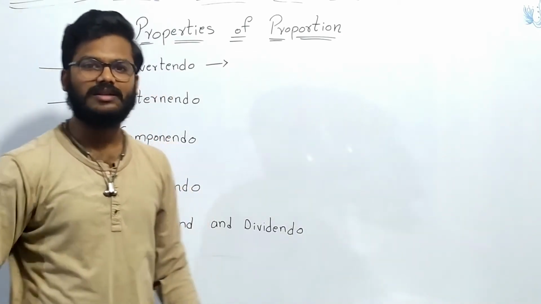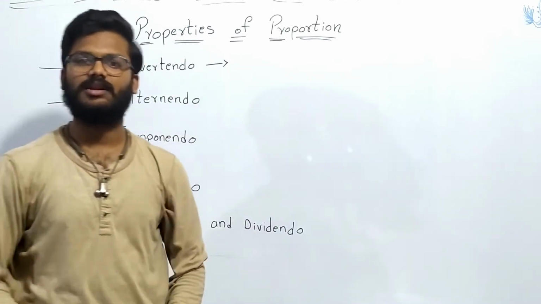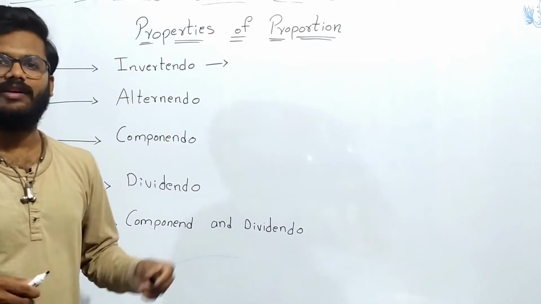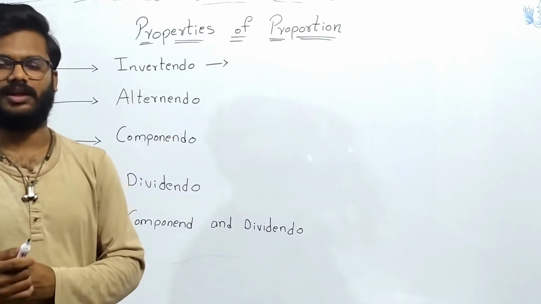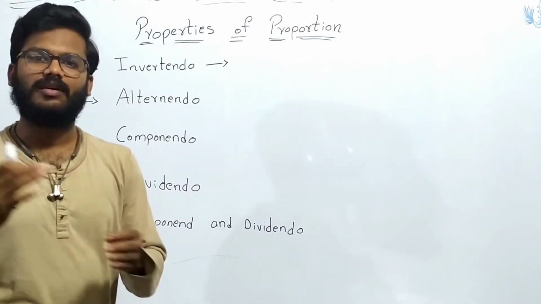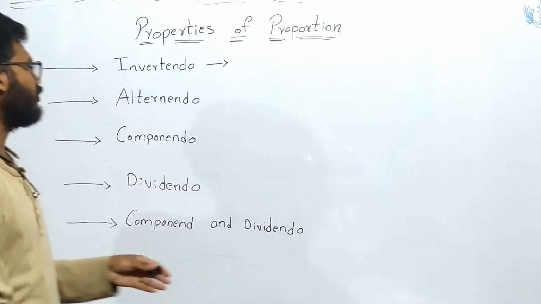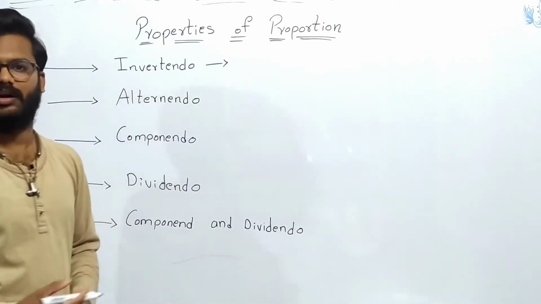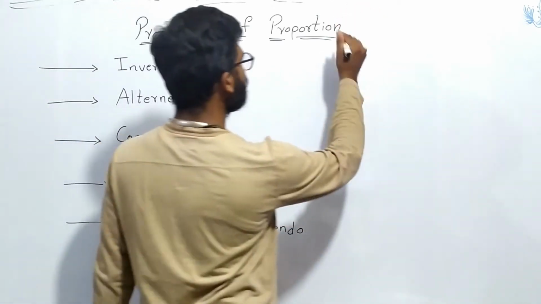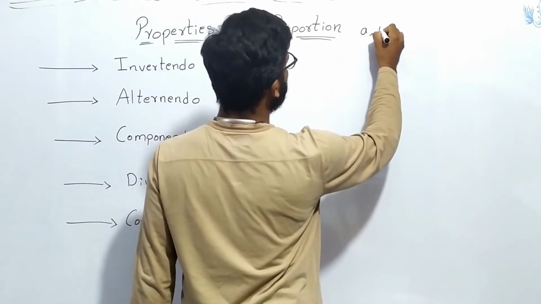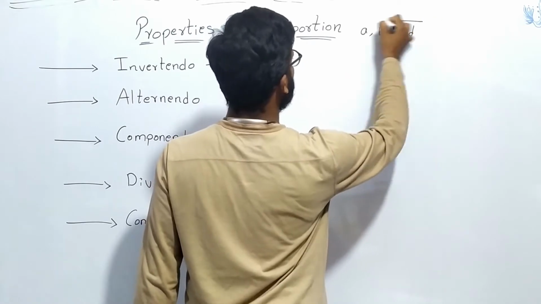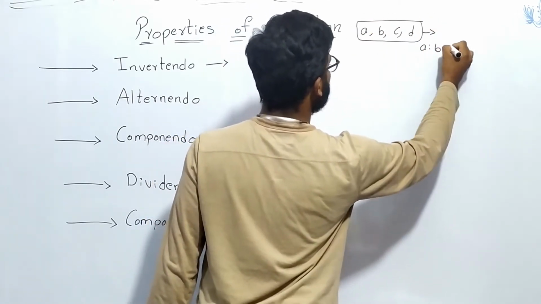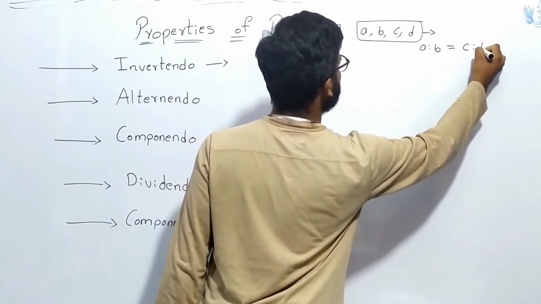In this video, let us learn some important properties of proportion. While solving problems based on proportion, instead of finding new proportions, we can directly use these five properties. Let us see what they are. First, if A, B, C, D are in proportion, what does it mean? That implies A is to B is equal to C is to D, right?